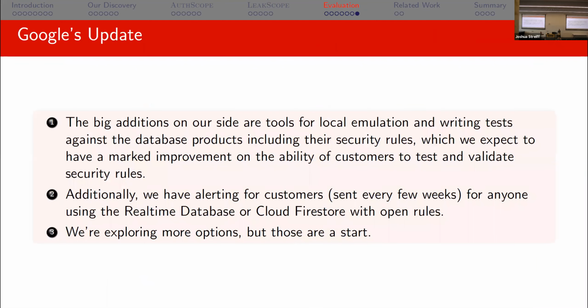For Google, we actually communicated with them last month. We said, hey, how's it going? Did you fix the problem? This is what Google told us. The big addition on their side is that they do more testing. You can see they do local emulation and tests against their products. They also alert customers using their database with open rules. They have a tool to detect those open rules, and they are exploring more options. This is Google's response.